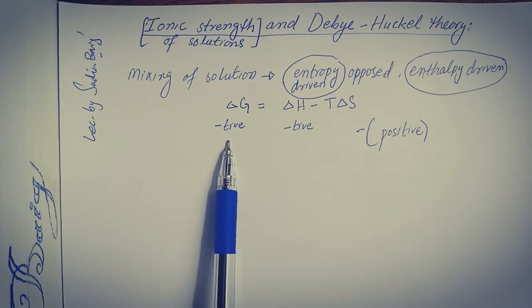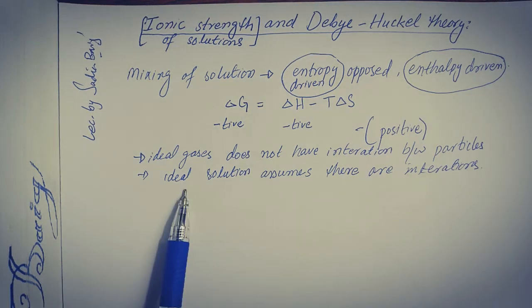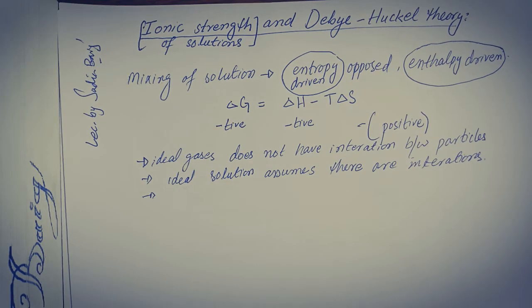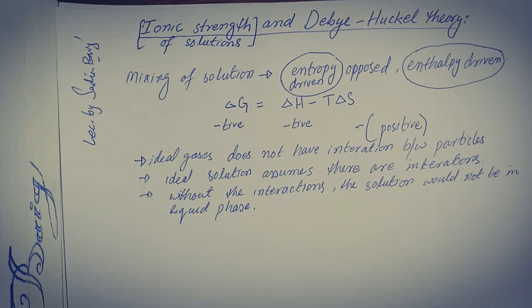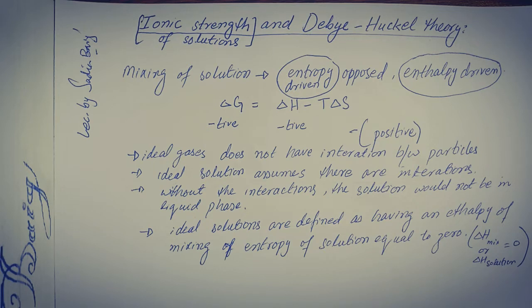So here we need to consider that the mixing of solution is for liquids, but ideal gases, by definition, do not have interaction between the particles. So the ideal gases do not have interaction between particles, but the ideal solution assumes there are interactions. Why? This is because without the interactions the solution would not be in liquid phase. Rather, ideal solutions are defined as having an enthalpy of mixing or heat of solution equal to 0.